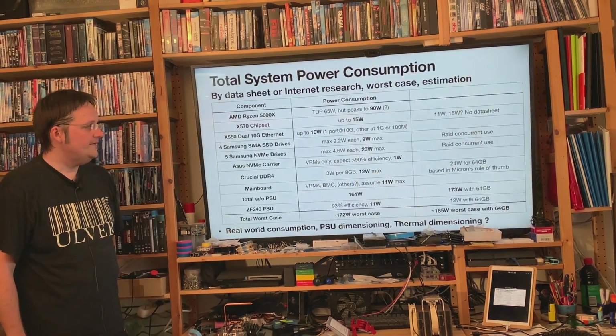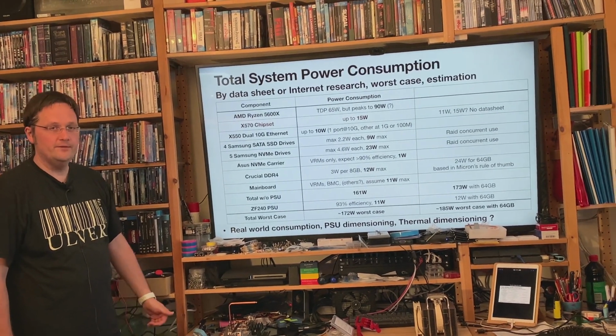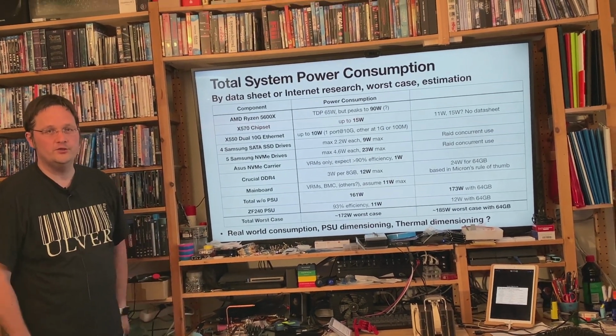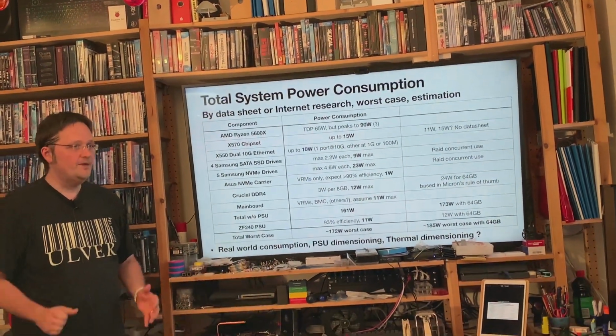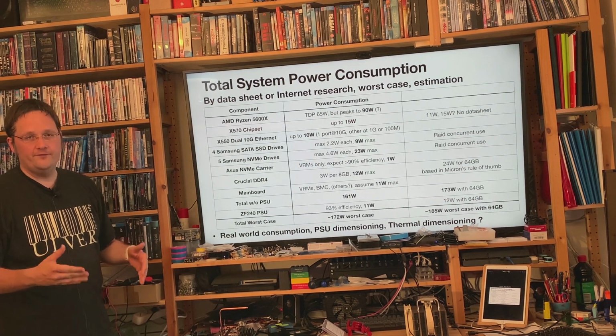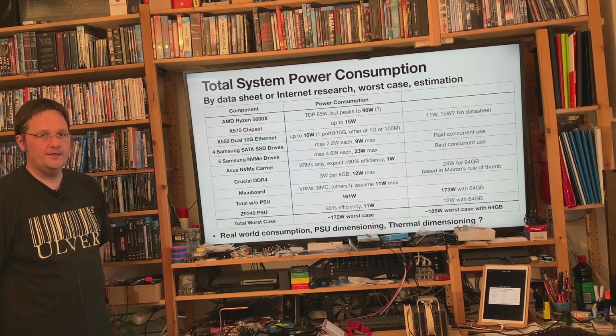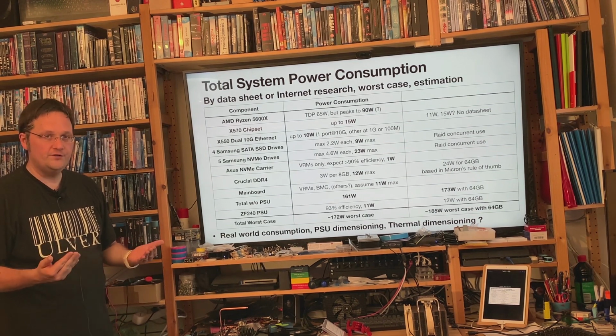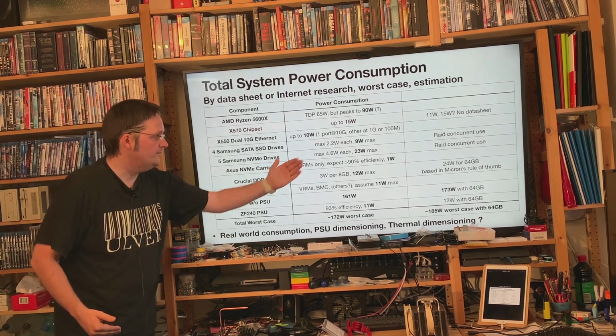For the NVMe carrier, there was no information available. When I opened it up, I saw that there is some electronics on the carrier. It is not clear for what purpose they are used, so I do not really have a hard number on how much power the carrier is going to consume. I assume it will be almost nothing, but not zero, so I just put in 1 watt, just for the sake of having it there.